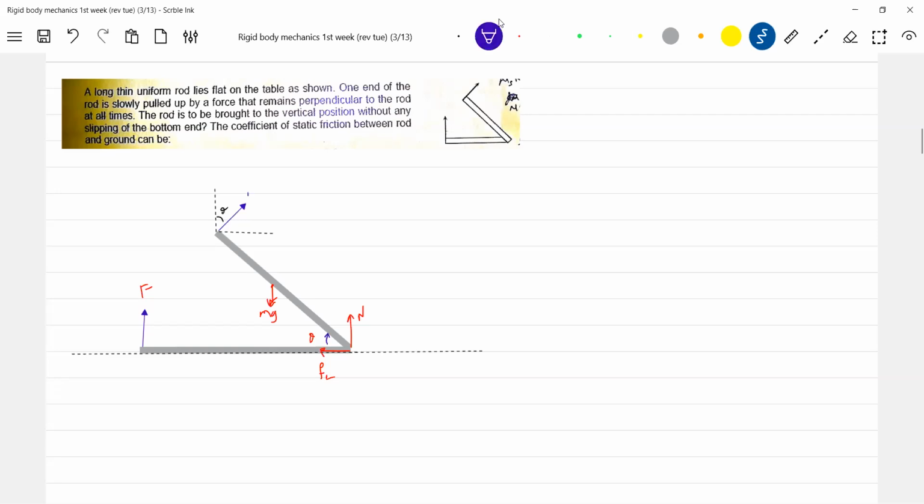This is theta and this is the applied force. There's a point P or O, you write it. There's a center of mass, there's a point T. I'll proceed like this. So F cos theta plus N should be equal to mg. Then F sin theta should be equal to FL. For the time being, I'll write F. Later on we'll see what I can do with that also.